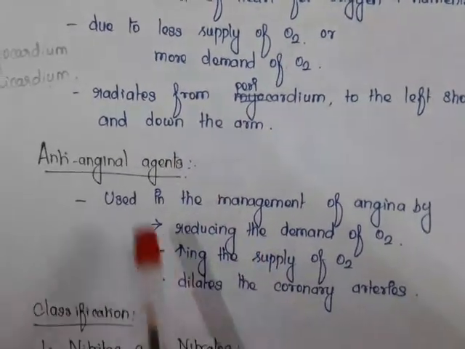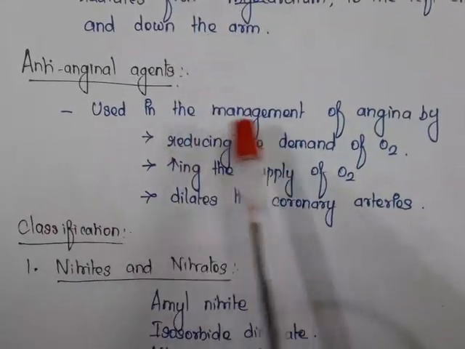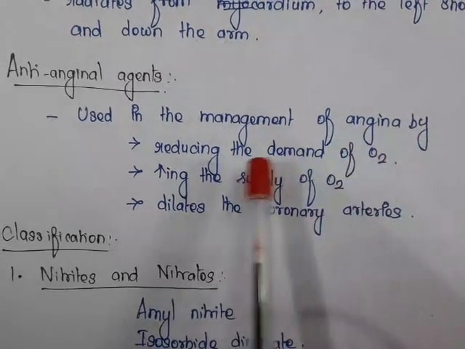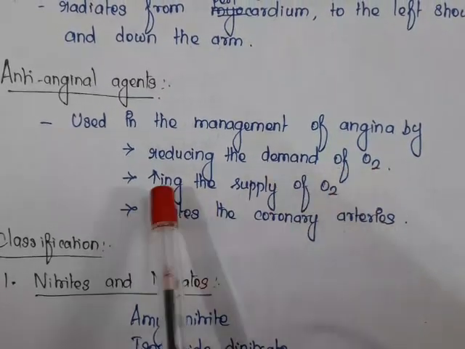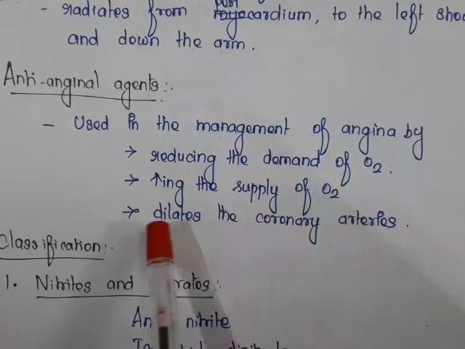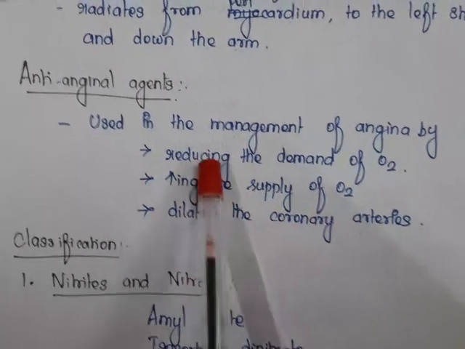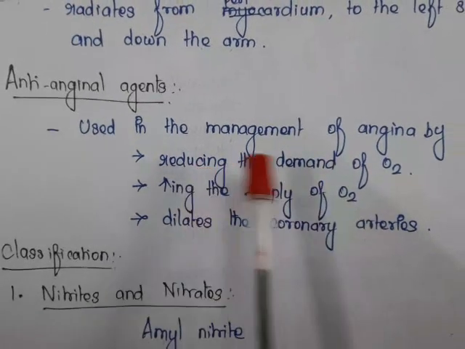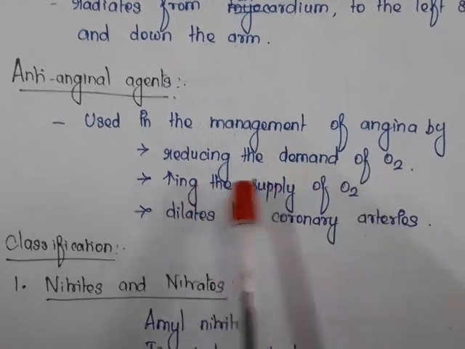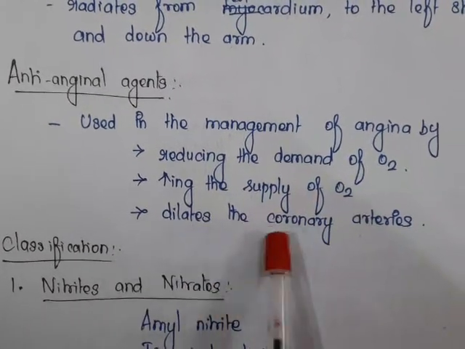Now we will see about anti-anginal agents. They are used in the management of angina by reducing the demand of oxygen, increasing the supply of oxygen, or dilating the coronary arteries. So what is their role? Reducing the demand of oxygen, increasing the supply of oxygen, or dilating the coronary arteries.